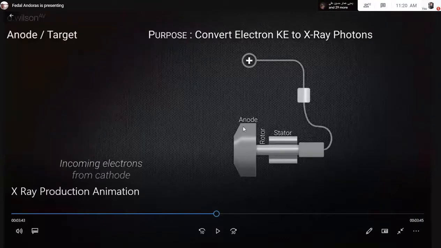The target is a circle that is in a state of rotation. So the aim of this is to minimize the heat. If you have a fixed stationary anode, when all the electrons come and hit the target, as I said, there will be 99% heat generation. So if it's stationary or fixed, this will affect the anode, and the life of the anode will be shortest and it will be destroyed over time.